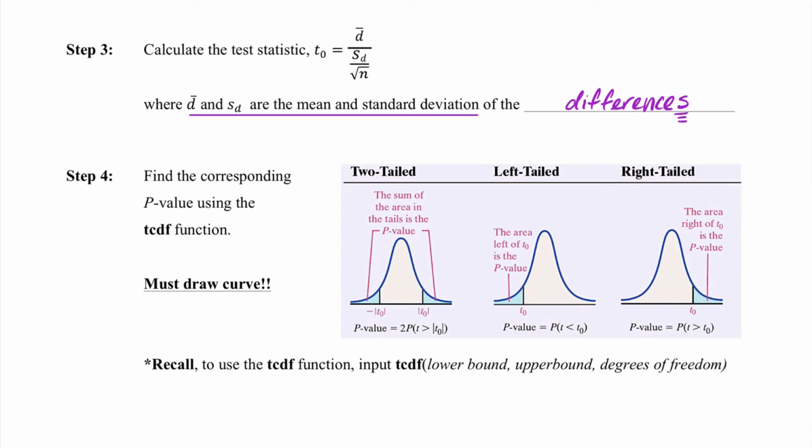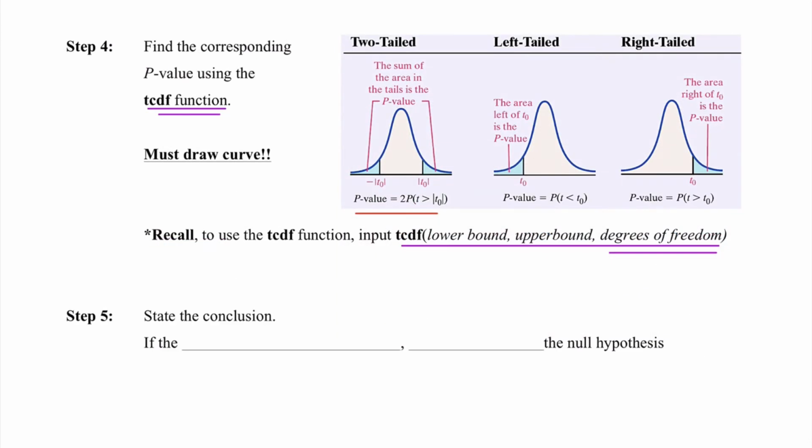After our test statistic, we need to find the p-value using the t-CDF function again. And of course we need to be careful with our two-tailed test and make sure we double the area under one of those tails. And remember to use the t-CDF function. We input t-CDF, our lower and upper bound, but then we need to include those degrees of freedom. Of course, once we have our p-value, we need to state the conclusion. And like we've seen before, if the p-value is less than alpha, we know to reject the null hypothesis.